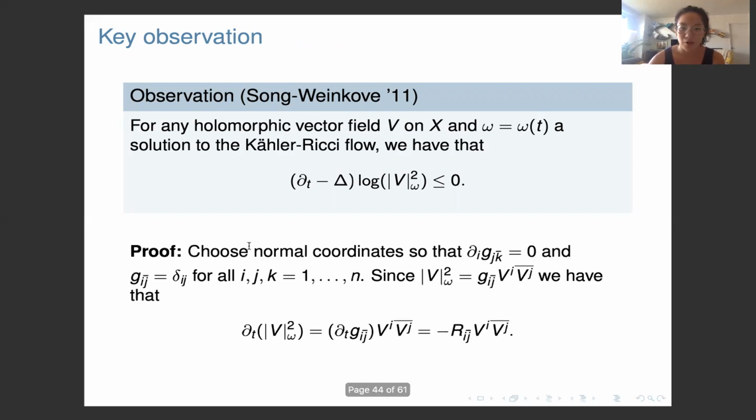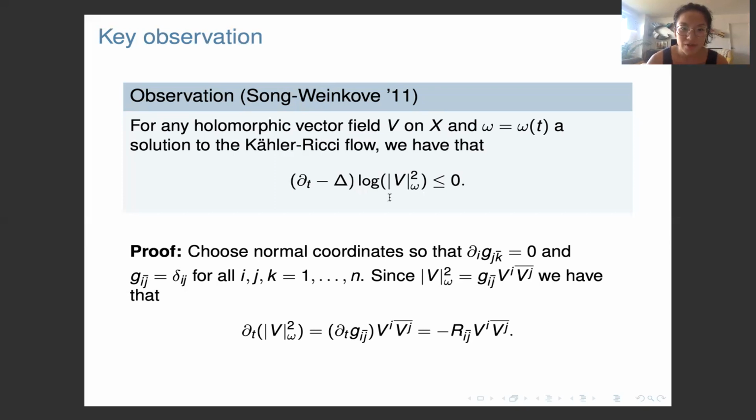On a Kähler manifold, you can always choose normal coordinates. Those are coordinates such that at a given point, g_{ij̄} is equal to the Kronecker delta, and you can also simultaneously ensure that its partial derivatives all vanish. So at a point p, we choose normal coordinates so that the metric is the Kronecker delta and all of its first space derivatives vanish. Then writing out the norm squared of ω of V, in local coordinates that's g_{ij̄} V^i V^{j̄}.